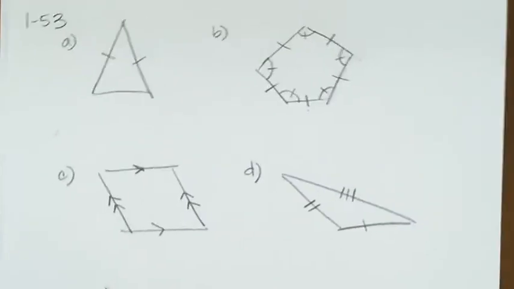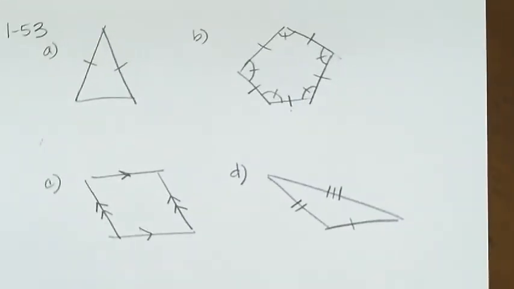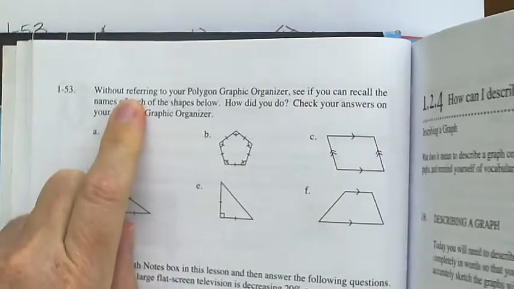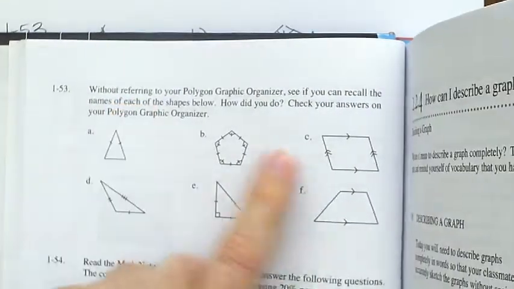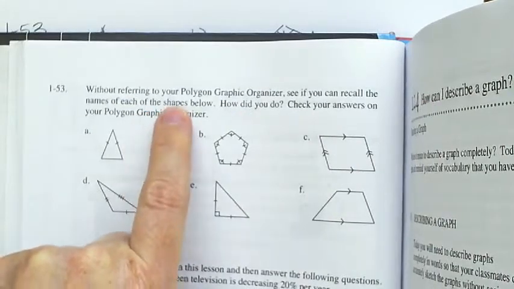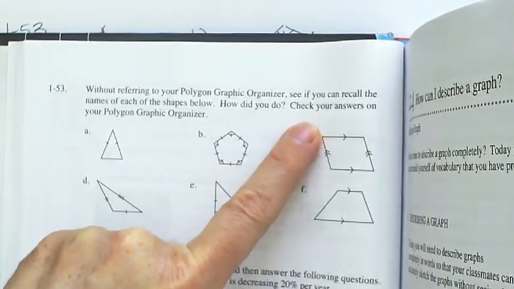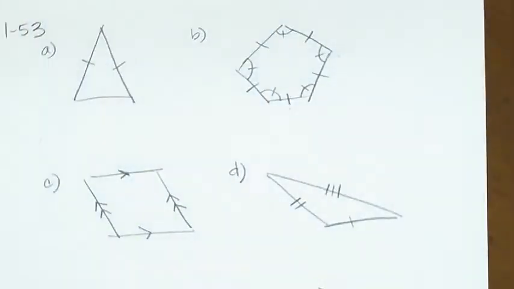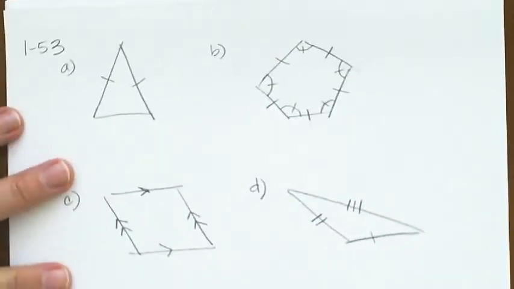For 153, pause, draw the diagrams, come back to it. It says without referring to your polygon graphic organizer, see if you can recall the names of the shapes below. How did you do? Check your answer. So kind of try them as we go along.